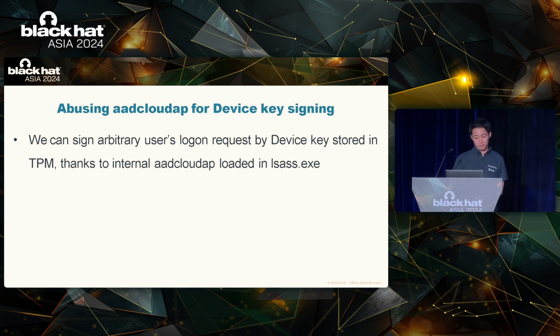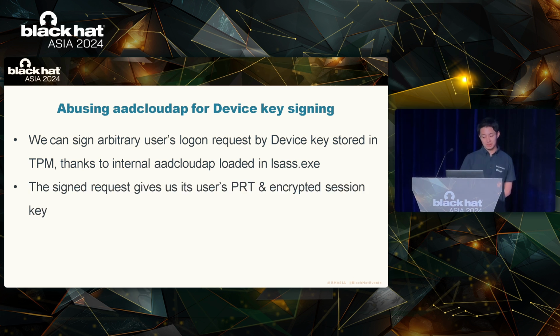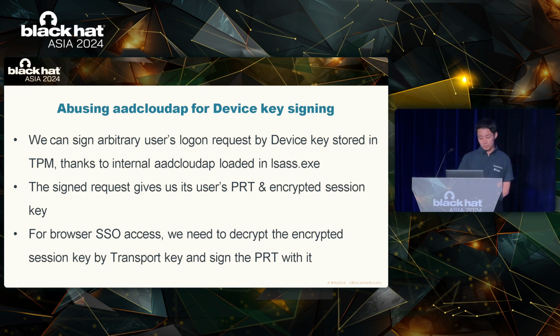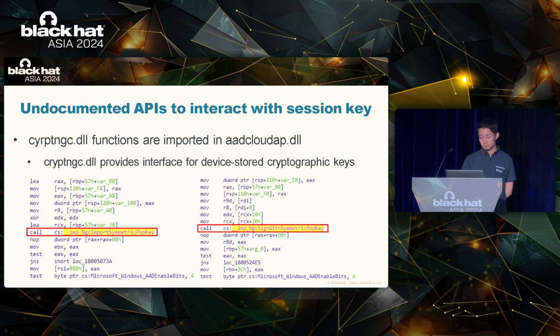So to sum up, we can sign any user's login request by device key through the internal function of the Azure AD plugin called sign-payload. So by sending the sign request, we can get the user's PRT, and also we can get the encrypted session key. For browser single sign-on access, we have one more thing to do, which is to decrypt the encrypted session key in the response and use it to sign the PRT. So let's find out how we can do that.